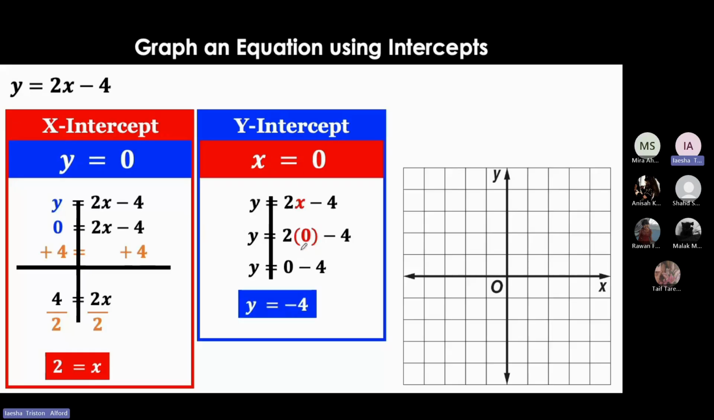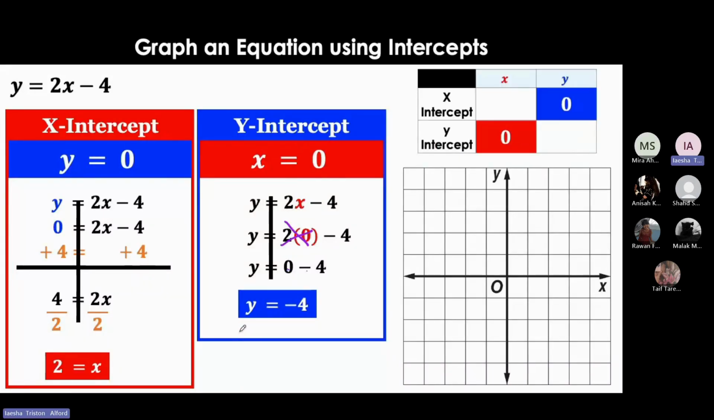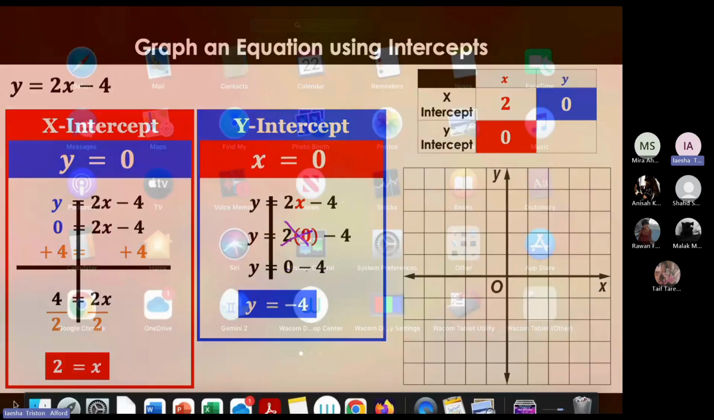So remember in class, when we have the 0, we can delete, or you can write it down to keep solving. 0 subtract 4, you get negative 4. The last thing is to put the points in the graph. So you're putting the table. What number is our x-intercept? Positive 2. Remember, the x-intercept should be on the x-axis.